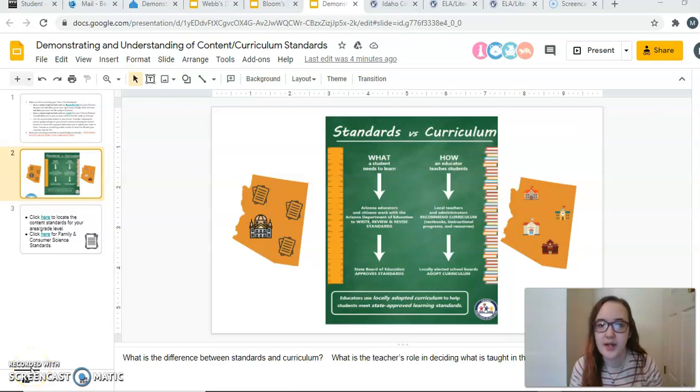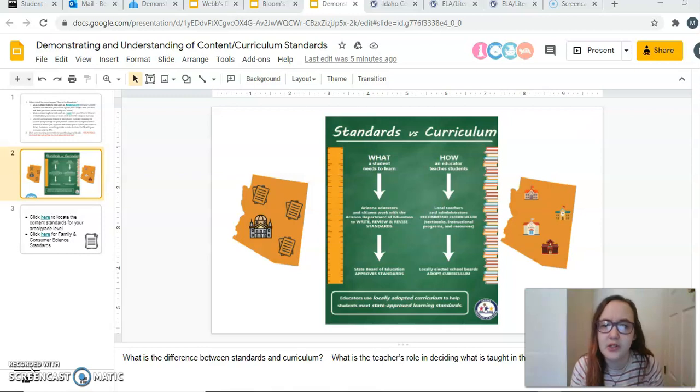So what is the difference between standards and curriculum? Standards are given from a state level. It is legislators in conjunction with educators determining what a student needs to learn in order to pass the standards given by the state. And then those standards are handed down to local administrators, where it is then turned into curriculum. And that's how an educator teaches the students.